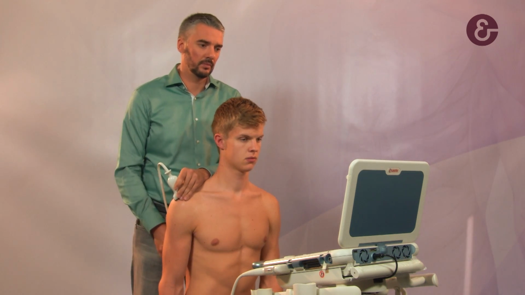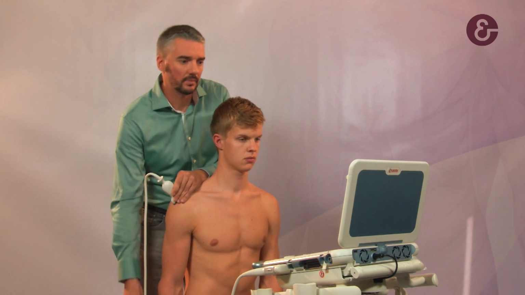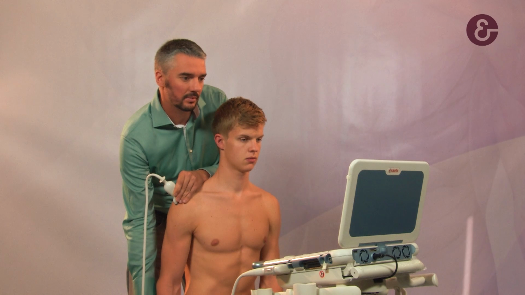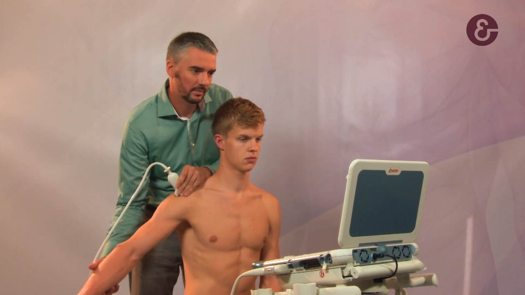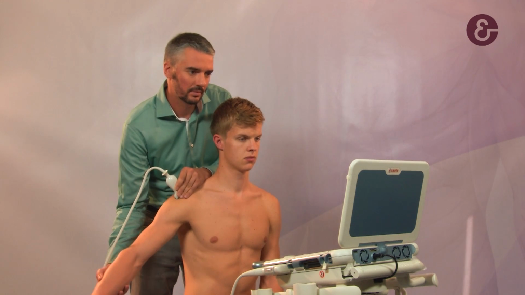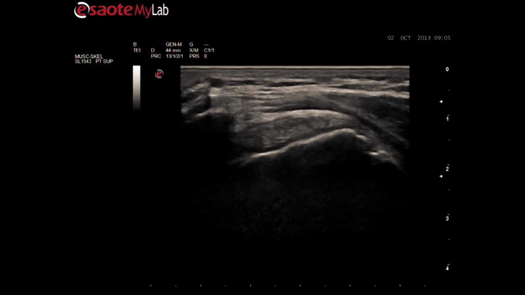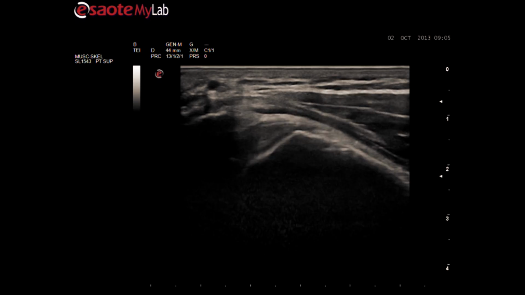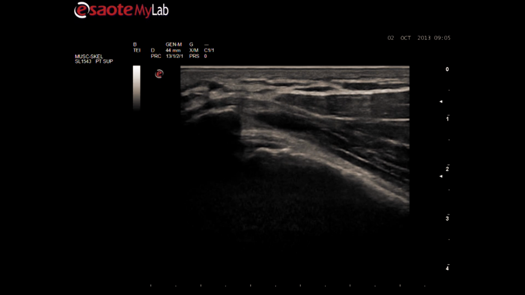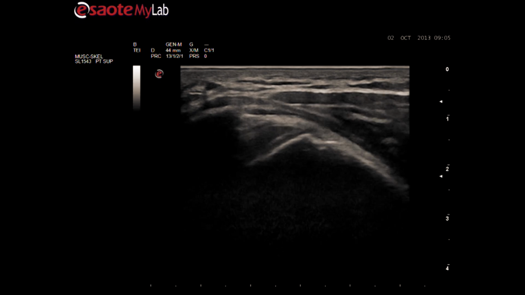Advantage of ultrasound is scanning real time. What happens with the supraspinatus while making an abduction movement? Subacromial impingement can be assessed in this way. See the supraspinatus gliding into the subacromial space underneath the acromion.